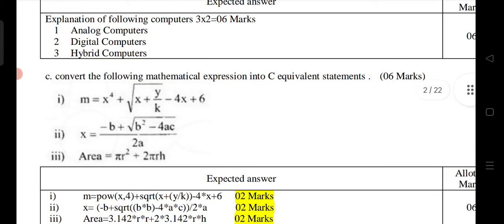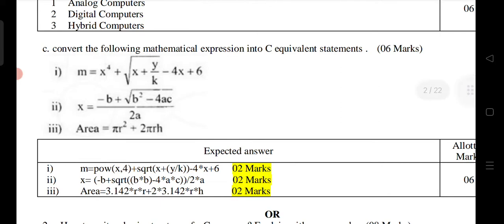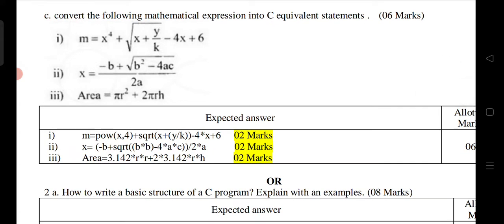And the third question is: convert the following mathematical expression into C equivalent statement. So here the student has to convert the mathematical expressions into C equivalent statements. So here in place of x raised to 4 we have taken the pow function, and for square root we have taken the sqrt function, and in place of multiplication a star will be inserted. So these are the expected answers from the student.